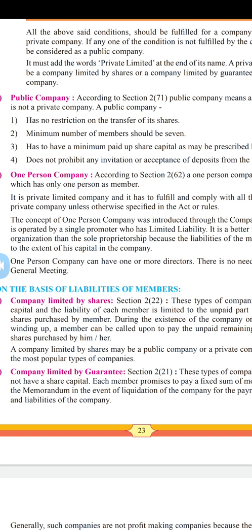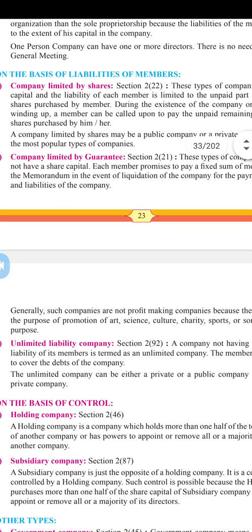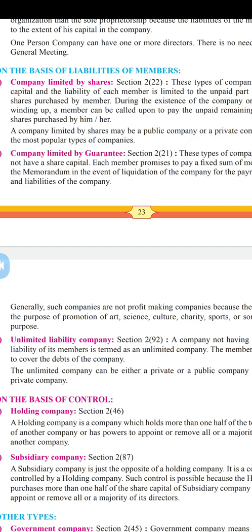Then third is unlimited liability company. In this type of company, there is no maximum limit to the liability of the members. That means the liability of members is unlimited. The members are fully liable to cover the debts of the company. The unlimited company can be either a private company, public company, or a one person company. That means all these three types are included in the unlimited liability company. The liabilities of the members are unlimited in these companies.